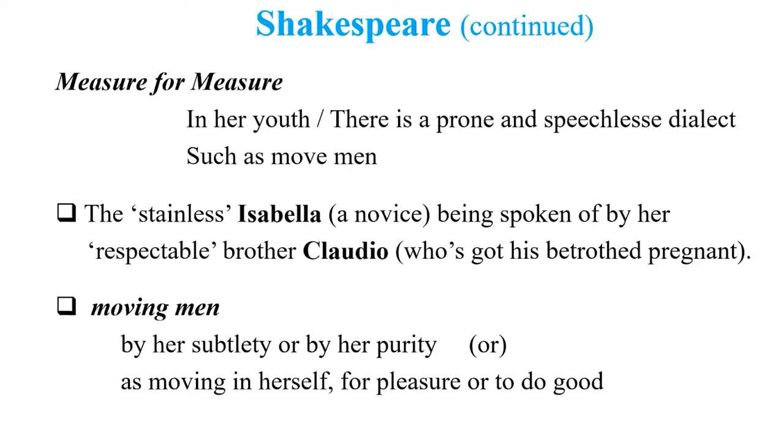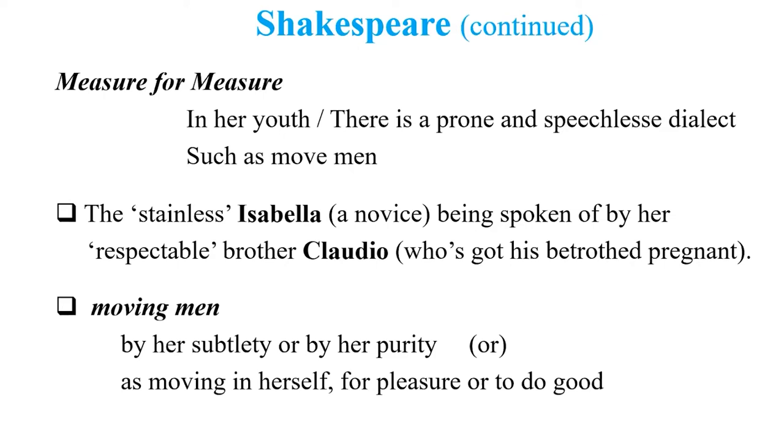And stainless, this sentence is from Empson. So the brother is describing Isabella. So that's the line in Measure for Measure: in her youth, there is a prone and speechless dialect, such as moves men.